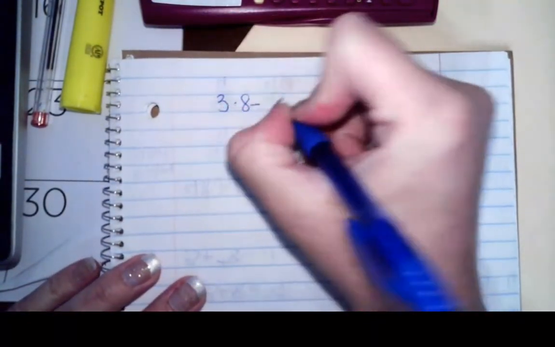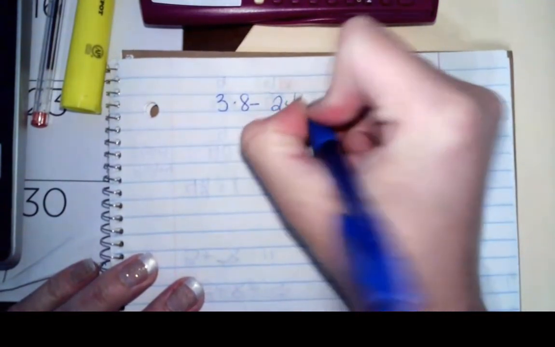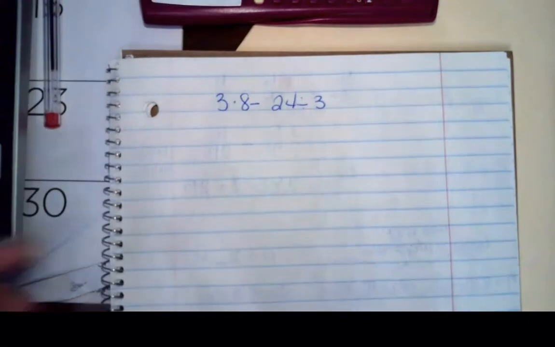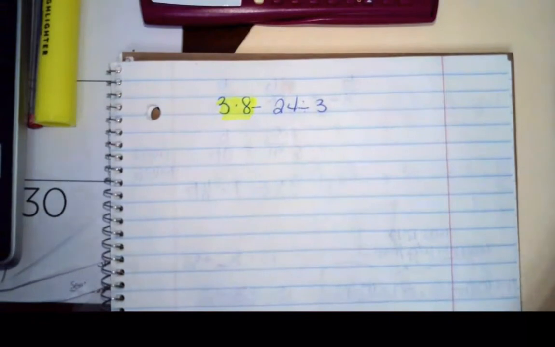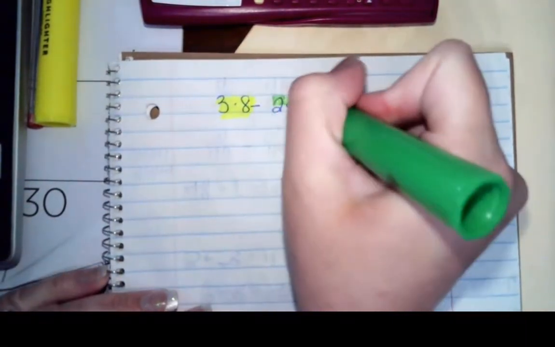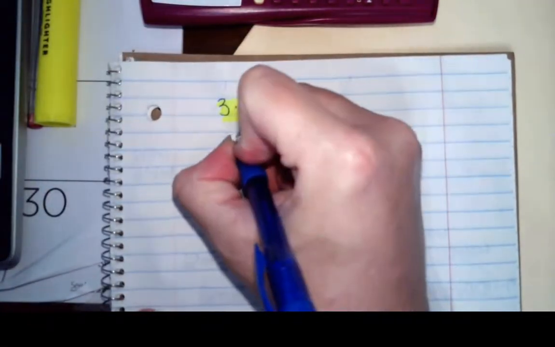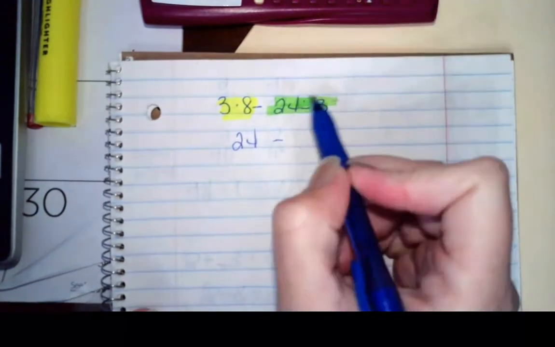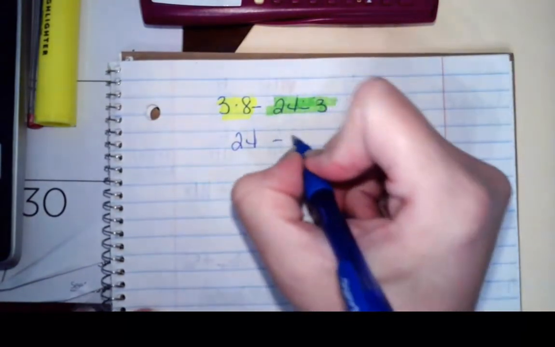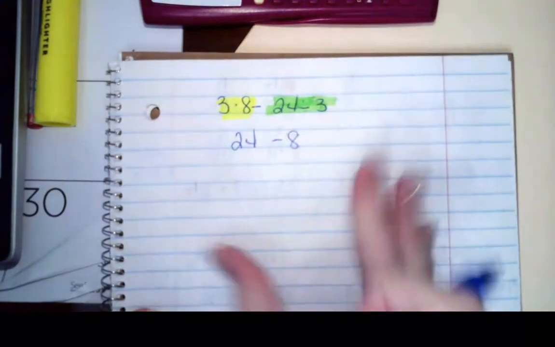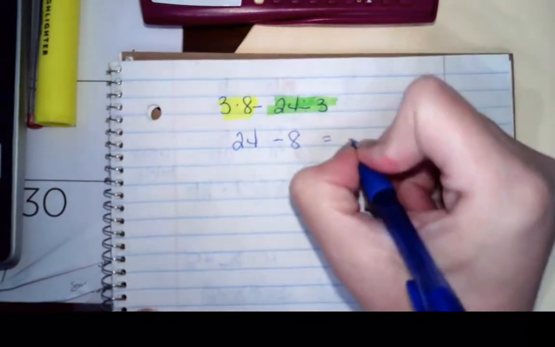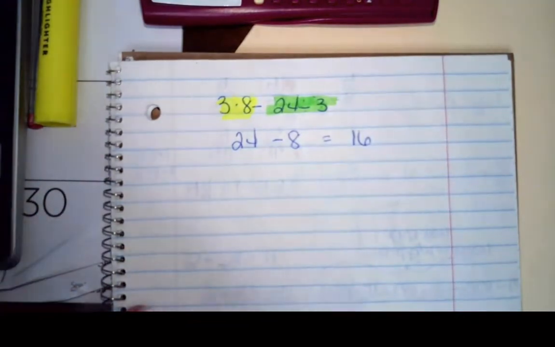So moving on, all we're doing is just a whole bunch of order of operations. So I've got 3 times 8 minus 24 divided by 3. When I look at this, I see I've got multiplication, followed by subtraction, followed by division. So I need to do them in order from left to right. So 3 times 8 is 24, minus, and then do the division part. 24 divided by 3 is 8. And so now I've simplified it down to a subtraction problem. So 24 minus 8 is 16.